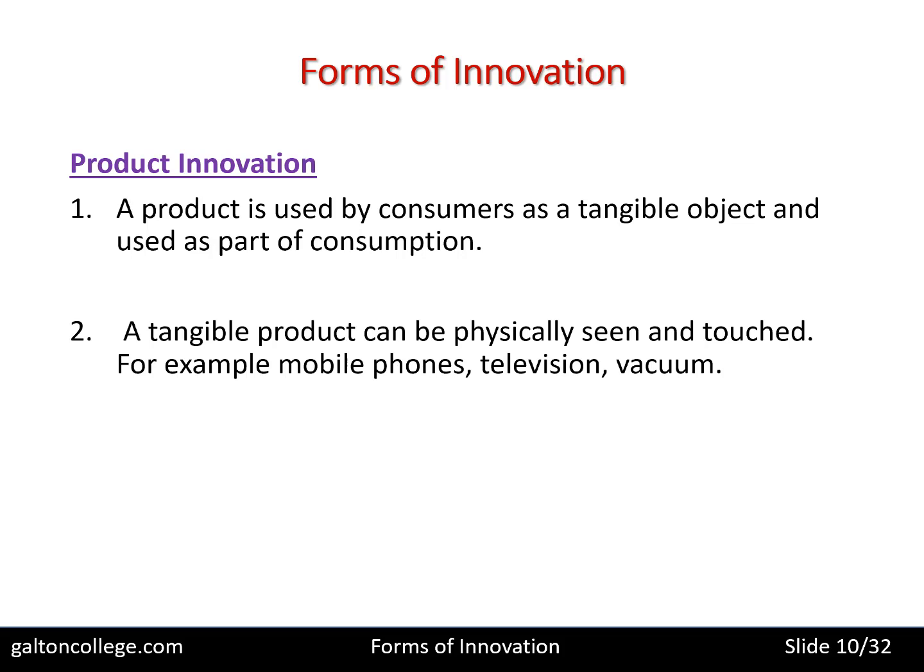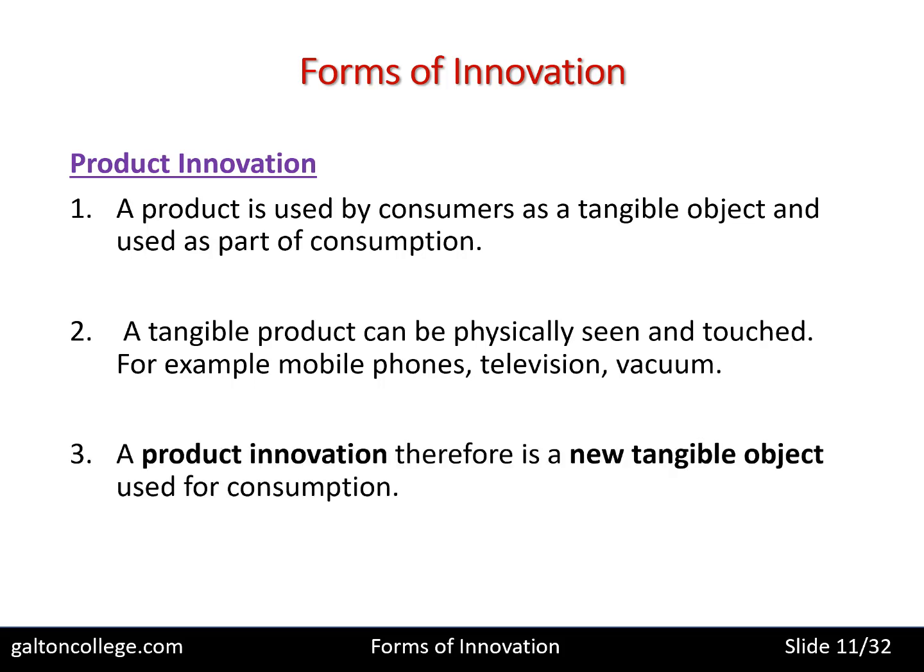Now, a tangible product can be physically seen and touched. Just to elaborate, for example, mobile phones, televisions, a vacuum cleaner, a refrigerator. A car is a product. It can be touched. We can experience it. We can see it. We can touch it. We can walk around it if it's a car and get different perspectives of it. It's a physical entity.